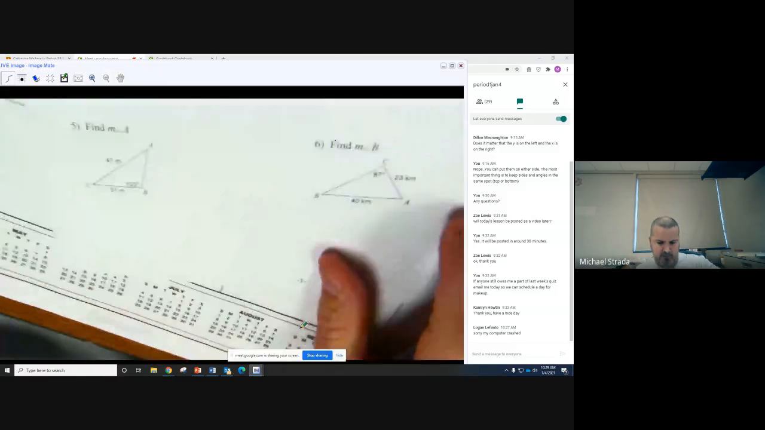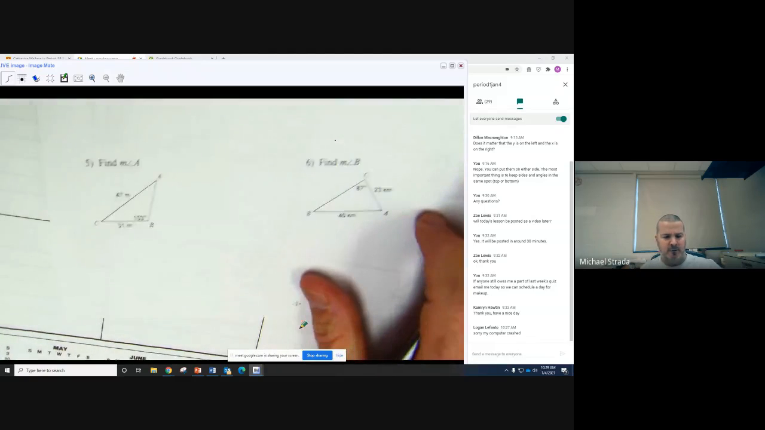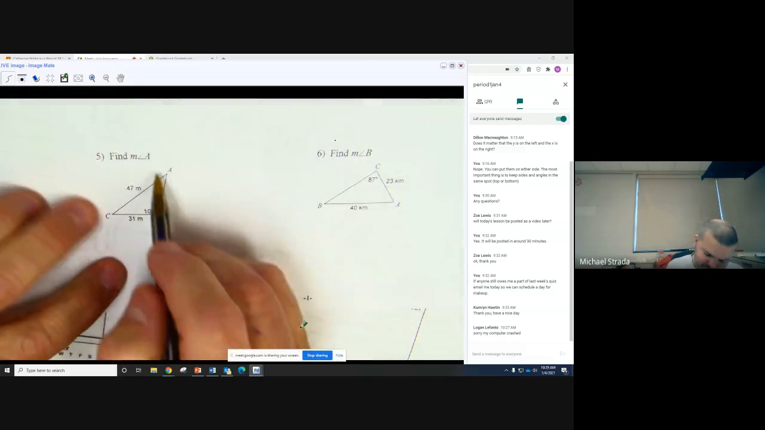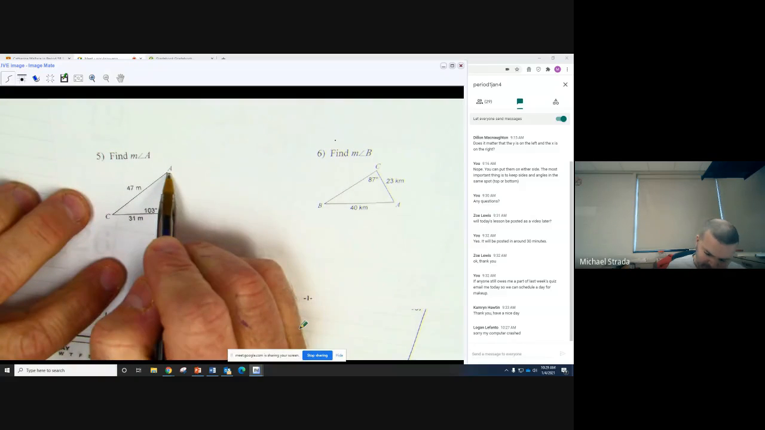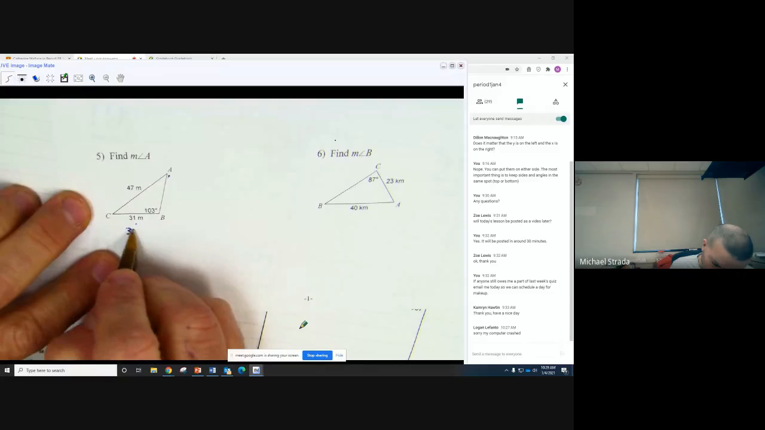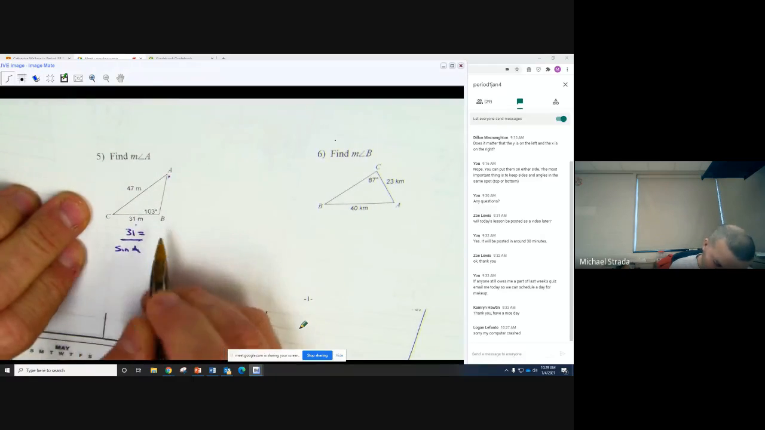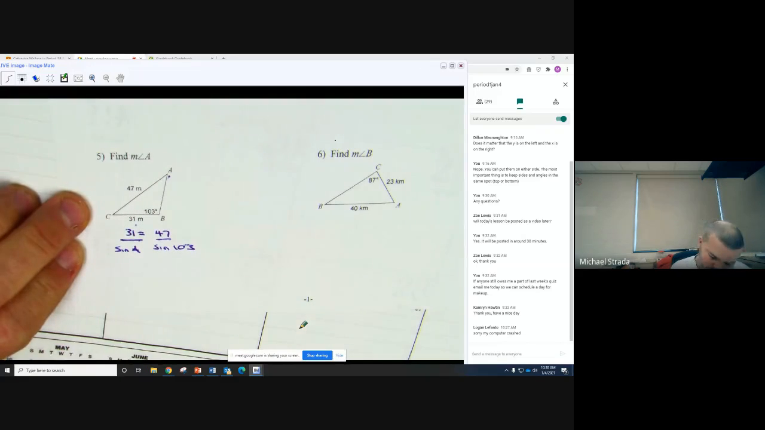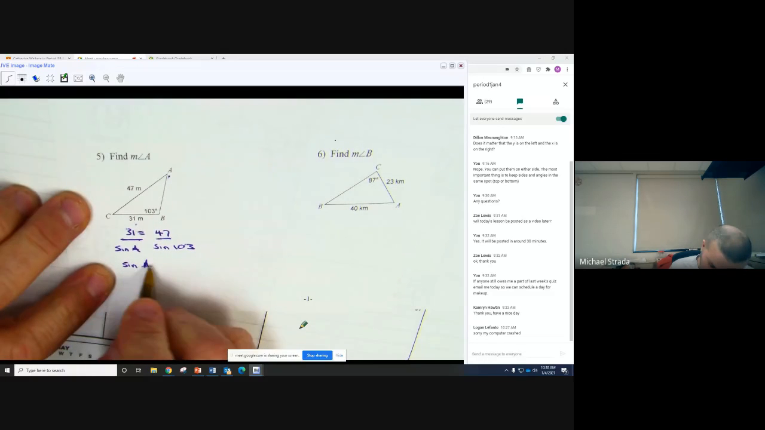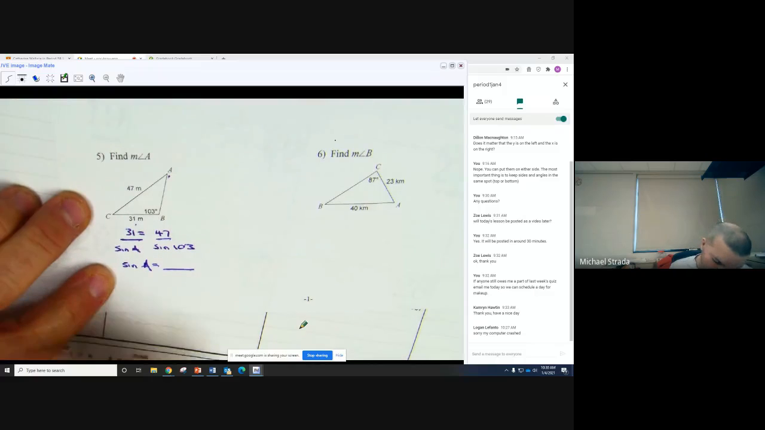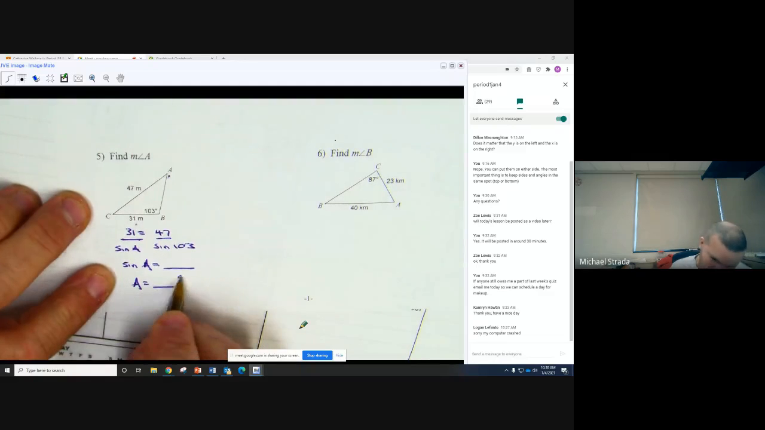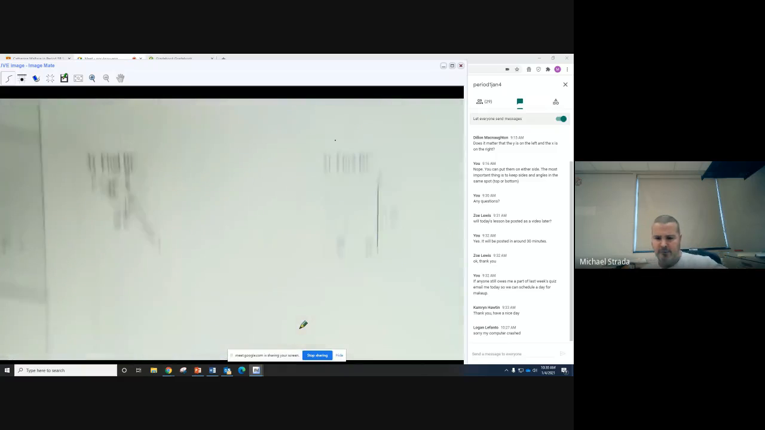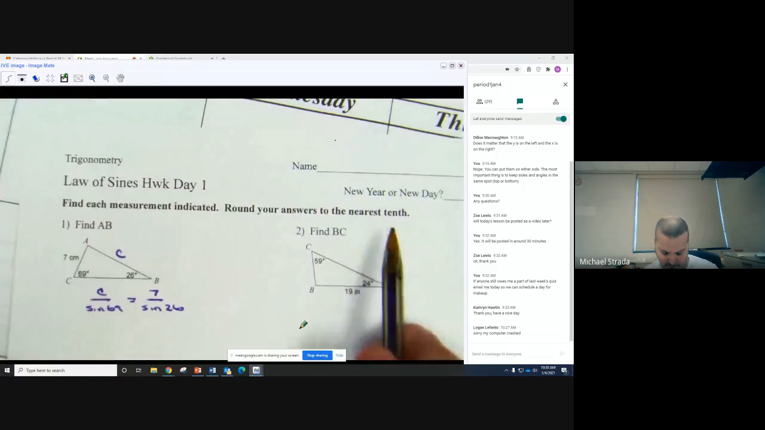When we come down towards the bottom of that page, when we deal with 5, notice we're trying to find an angle measure, which is A. Opposite A is 31. So 31 over the sine of A equals 47 over the sine of 103. It may be in your best interest to do this part first, sine A equals, and then you have your 4 decimal places, and then A equals, and then you have your angle measure. Notice the directions say to round to the nearest tenth, so throughout this problem, round to the nearest tenth.